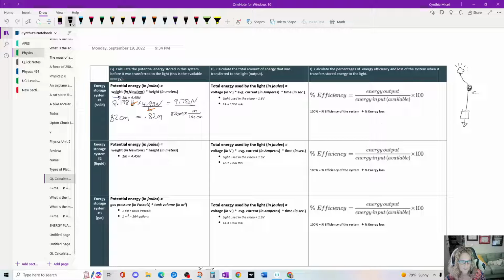Now my centimeters cancel, and that leaves me with meters, and 82 divided by 100 is 0.82. So now I have my height. Now the final equation is just my weight in newtons multiplied by my height in meters. So we changed all the numbers to get there. So now I take 9.78 newtons, multiply that by 0.82 meters, and that in my calculator will give me, rounded off, 8 joules of energy.